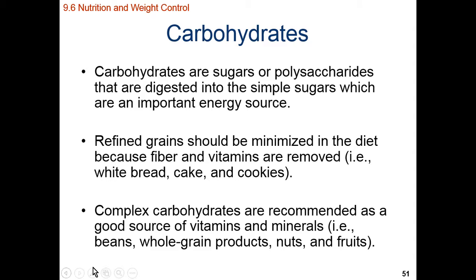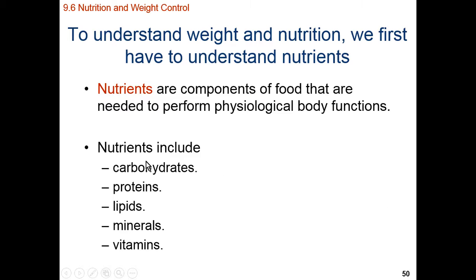Refined grains, generally speaking, should be minimized in the diet. These refined grains should be minimized because they don't have as much fiber or vitamins in them. For example, white breads, cakes, cookies. Complex carbs that are recommended should be complex carbs that have vitamins and minerals associated with them, such as beans, whole grain bread products, nuts, and fruits. Those carbohydrates are very beneficial to our diets because not only do they have the macronutrients that yield energy, but they have lots of the accessory micronutrients as well.